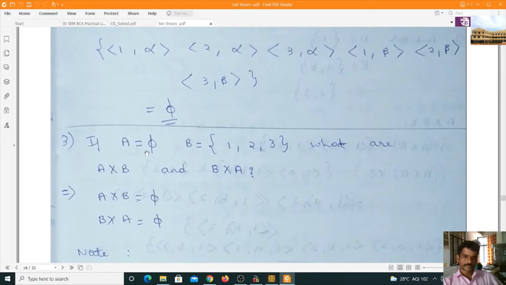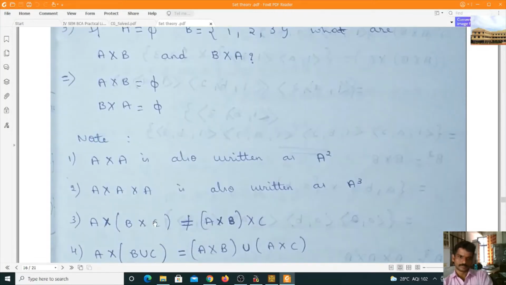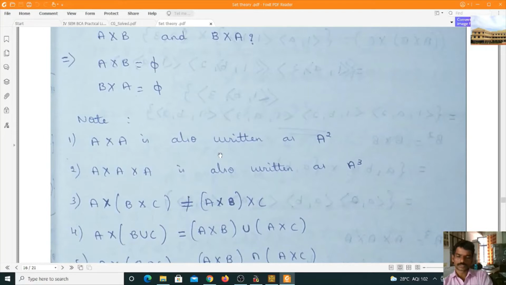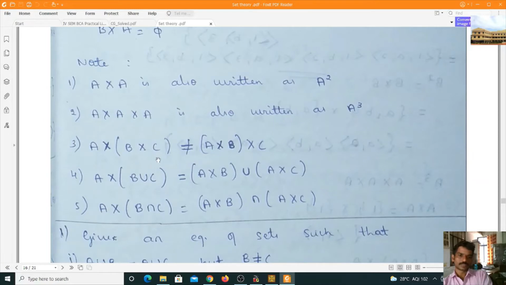Next, if A is equal to the null set and B equal to 1 to 3, what are the values of A cross B and B cross A? Here A cross B equals null and B cross A equals null. And A cross A is written as A square, and A cross A cross A is written as A cube. Then A cross B cross C is not equal to A cross B cross C, and A cross B union C equals A cross B union A cross C. Similarly, A cross B intersection C equals A cross B intersection A cross C.